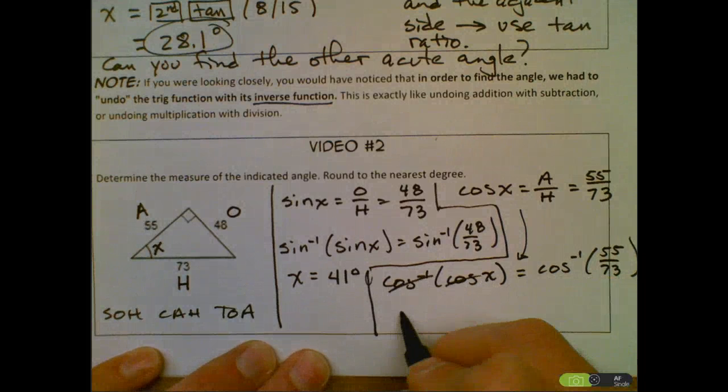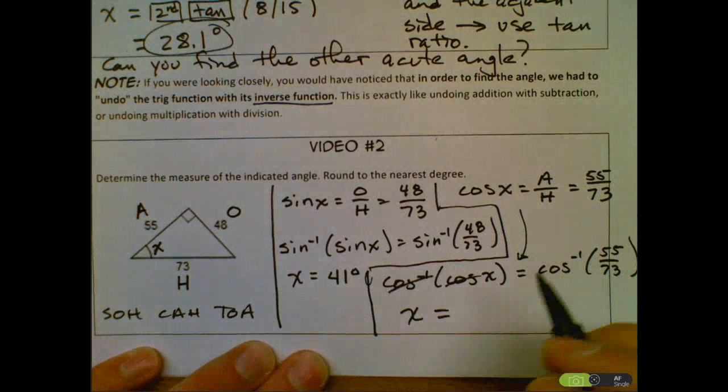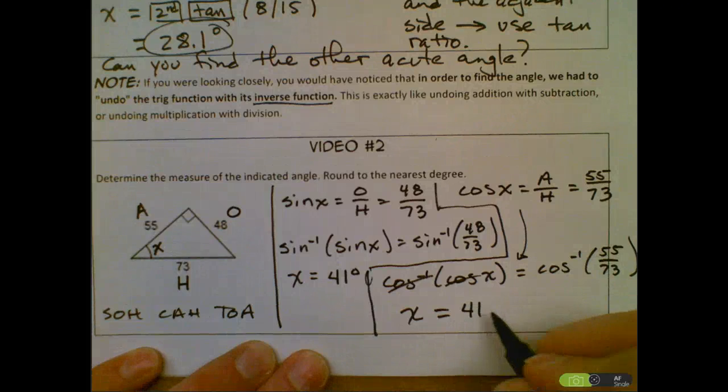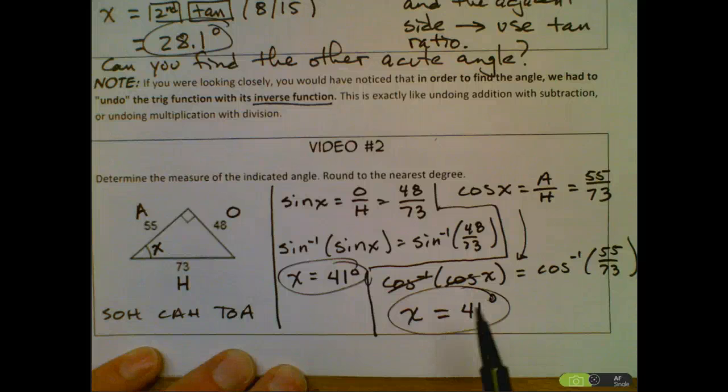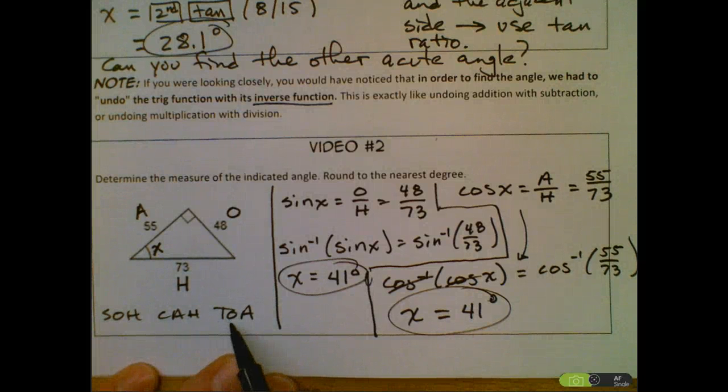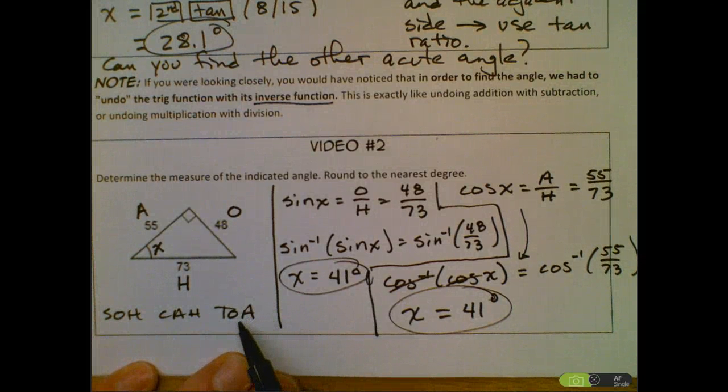So these cancel out, and I'm left with x is equal to, and again, plug that into your calculator, to the nearest degree, you get 41 degrees. So if you're given all 3 sides, really you can pick any one of these 3. If I did this again using the tangent ratio, I would get 41 degrees again. So given 3 sides, you pick the trig ratio.